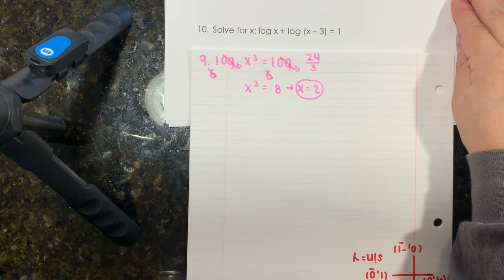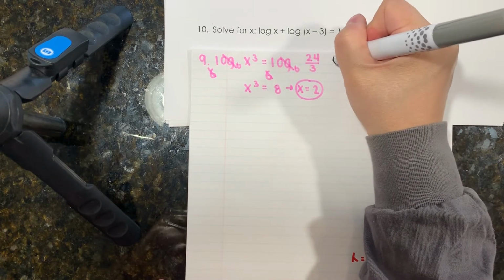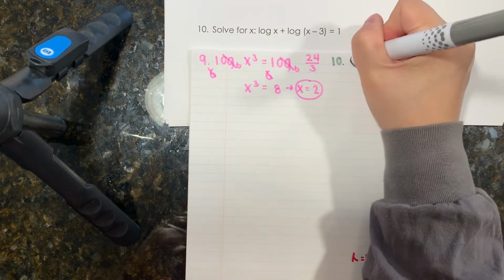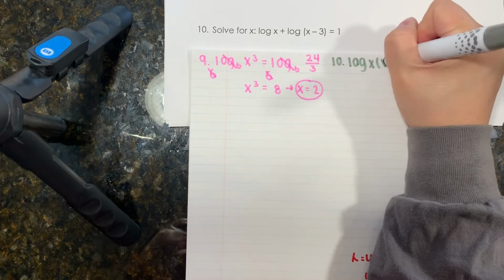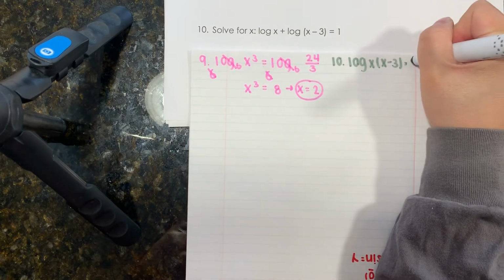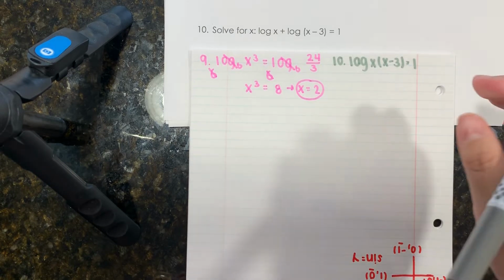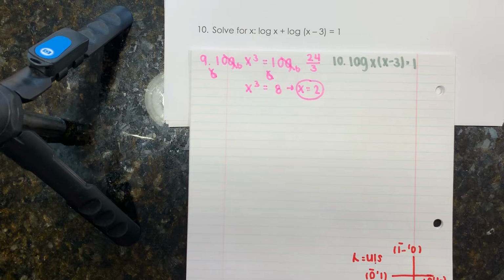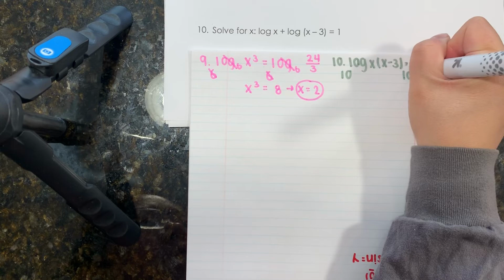Now you should have attempted number 10 already. So number 10, I have a plus sign between my 2 logarithms, so in order to combine them, I'm going to multiply those values. So for number 10, I end up with log of x times x minus 3 is equal to 1. But I know I have to get rid of that log, and in order to get rid of the log, I have to raise it to the same base. And what you need to remember on this one is that when there's no base, the base is assumed to be 10. So this would be 10 to the log 10, and then 10 to the 1.